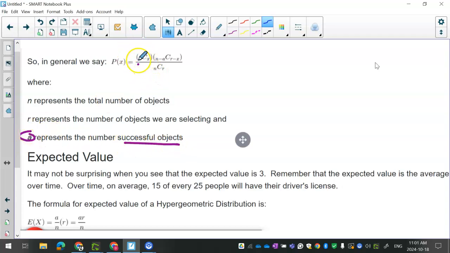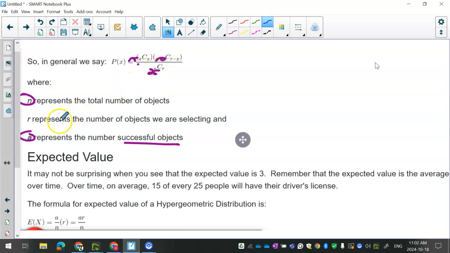So success in our case was license, so that's your 15. Okay, n minus a is the total number of objects, subtract the number successful. So that is 25, subtract 15, which is 10. Sometimes they call it something else like the number of failures. You could do that or just leave it as is. So this guy is 25 because that's our total number. What I have here is 15 people with a license. This is 25, subtract 15, which is 10.